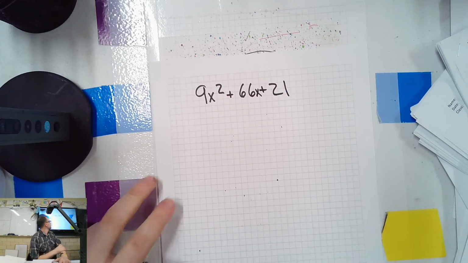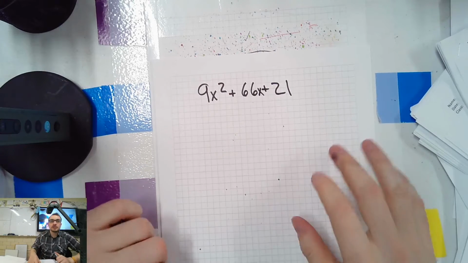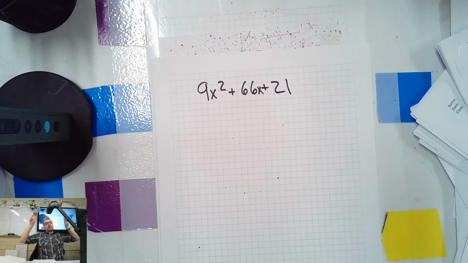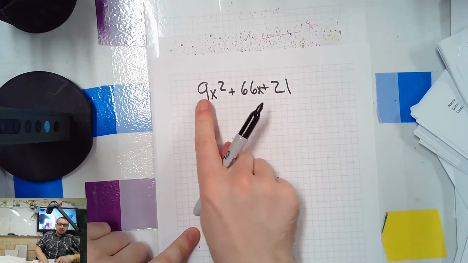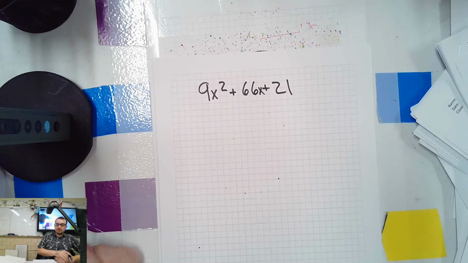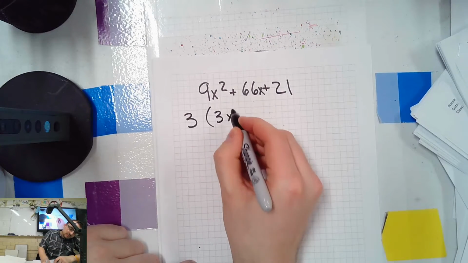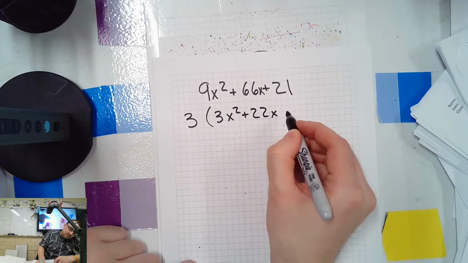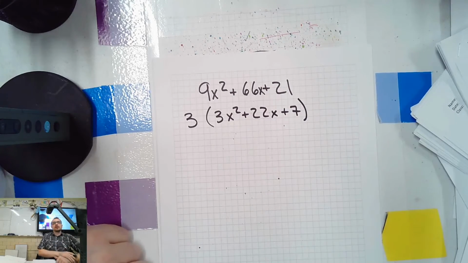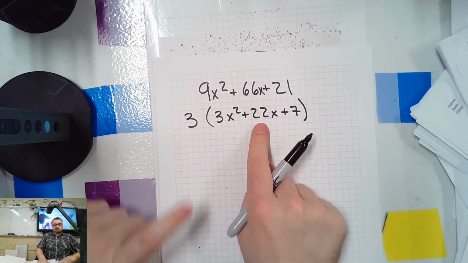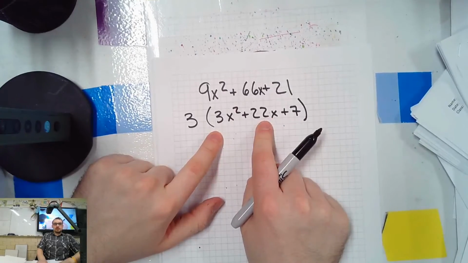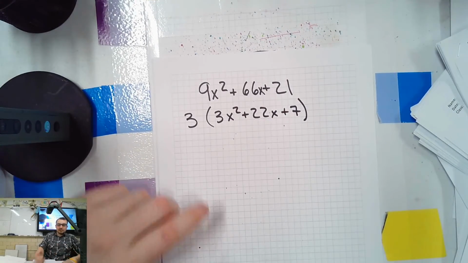All right. So, first of all, before we can use the magic X method, what do we have to check for? See if we can pull out anything. Are any of these divisible by the same thing? Yes, all by 3. Let's pull out 3. Can we pull out anything more? No. So now it's time to get to work.